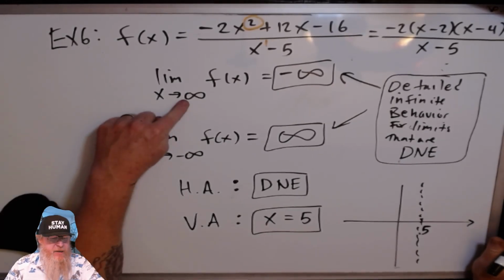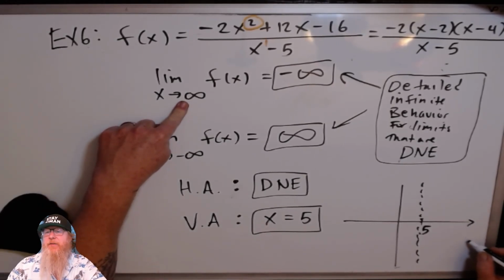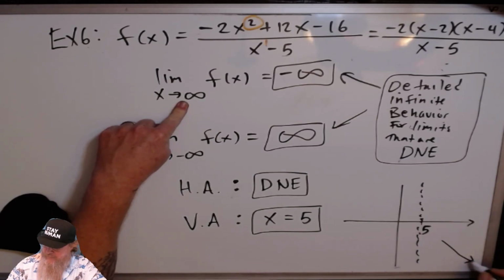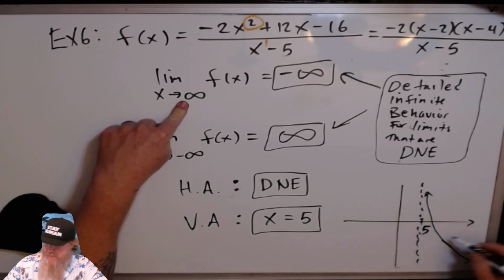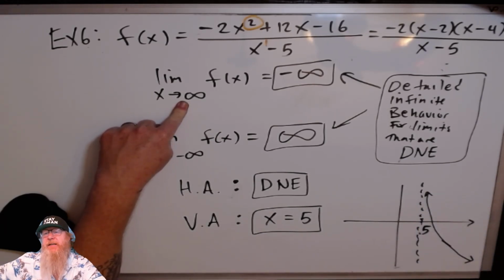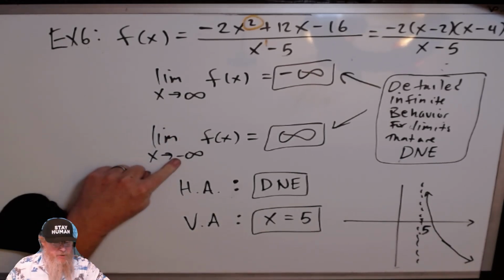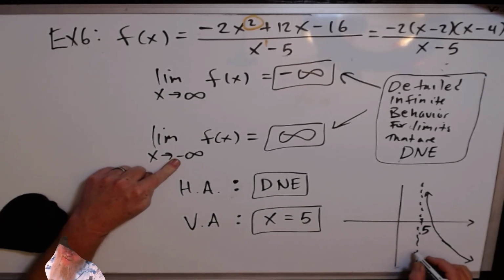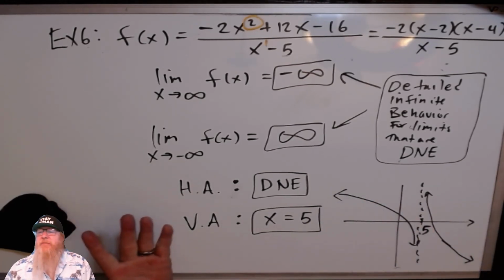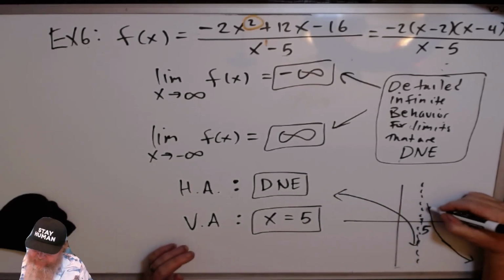As you go to infinity, the graph would go down to negative infinity. There's no horizontal asymptote. And as you go to negative infinity, the graph would go up. So that's roughly what the graph looks like.